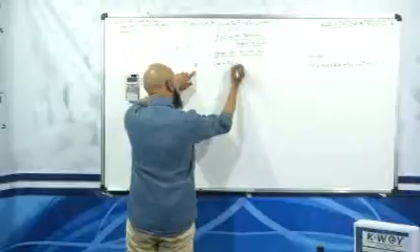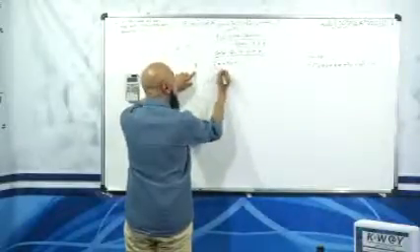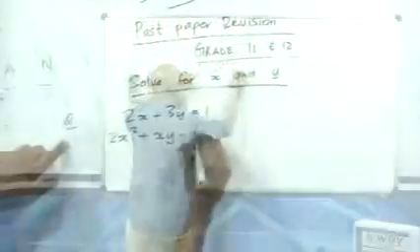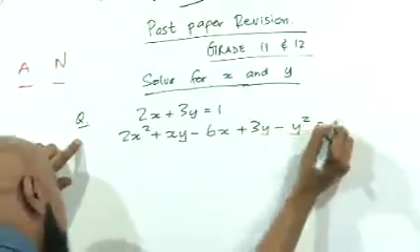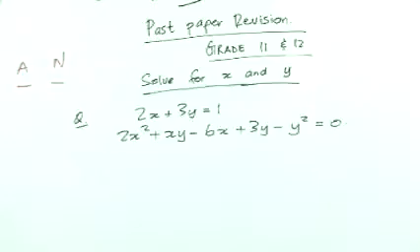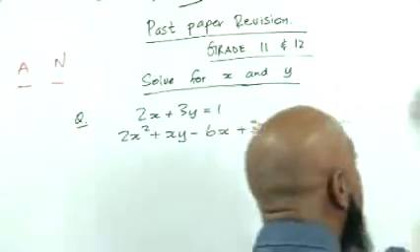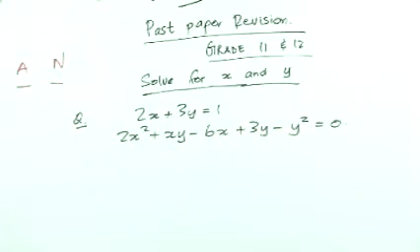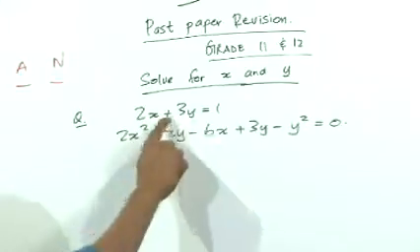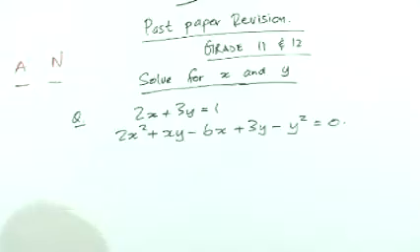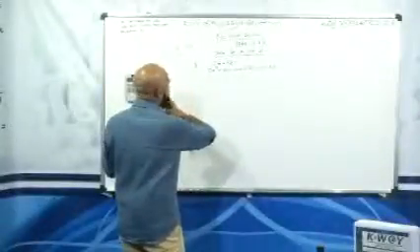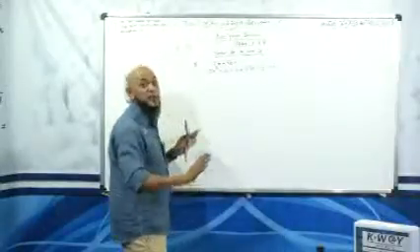2x plus 3y equals 1. 2x squared plus xy minus 6x plus 3y minus y squared is equal to 0. And let's get the ball rolling, guys. Now, this is hectic. Why is it hectic? Because you're going to end up with a fraction here. You have to end up with a fraction. So you're going to need to pay attention. We're going to be writing this board full.